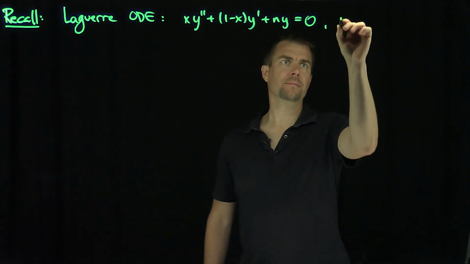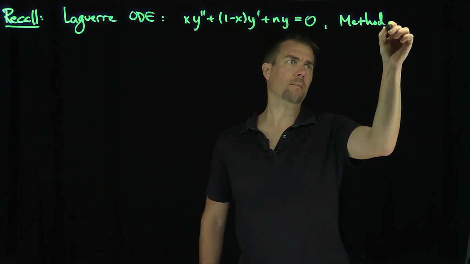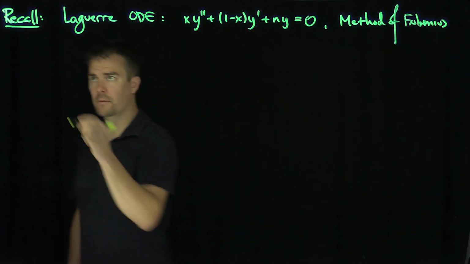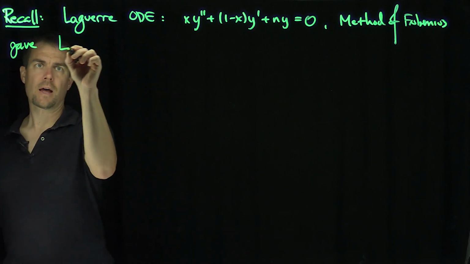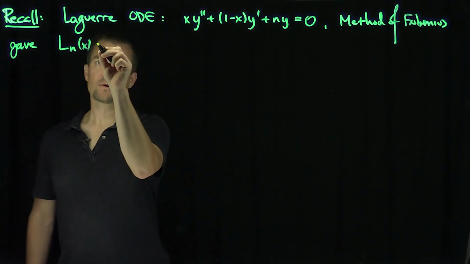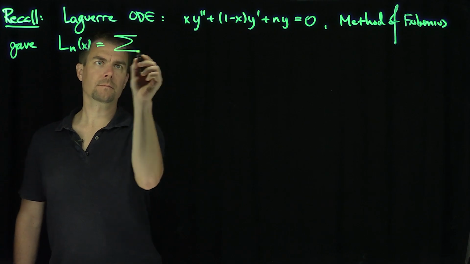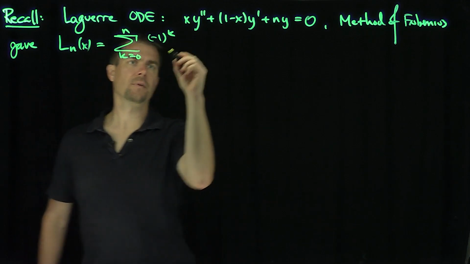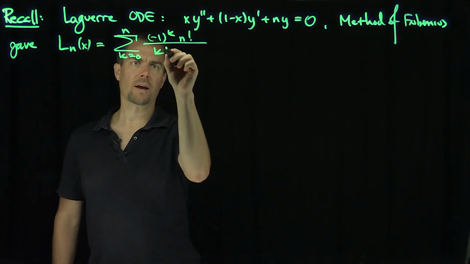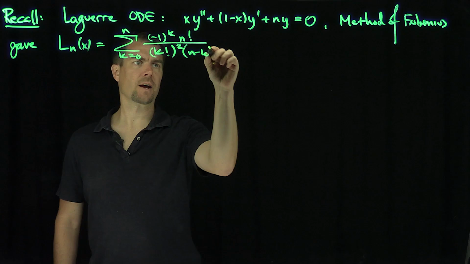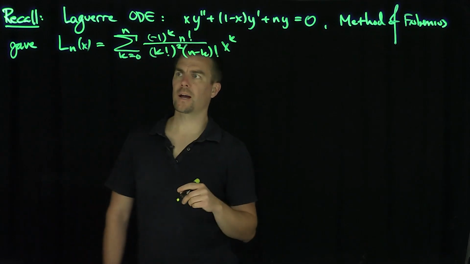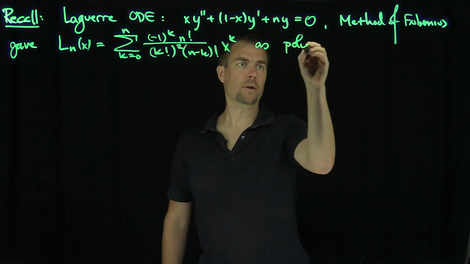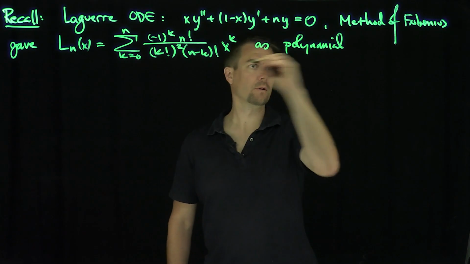And the method of Frobenius in a previous video gave a solution L_n of x as the sum, k goes from 0 up to n, negative 1 to the k, n factorial over k factorial squared times (n minus k) factorial, x to the power k, as polynomial solutions. The other solution will involve a logarithm. We'll see that in a further video.